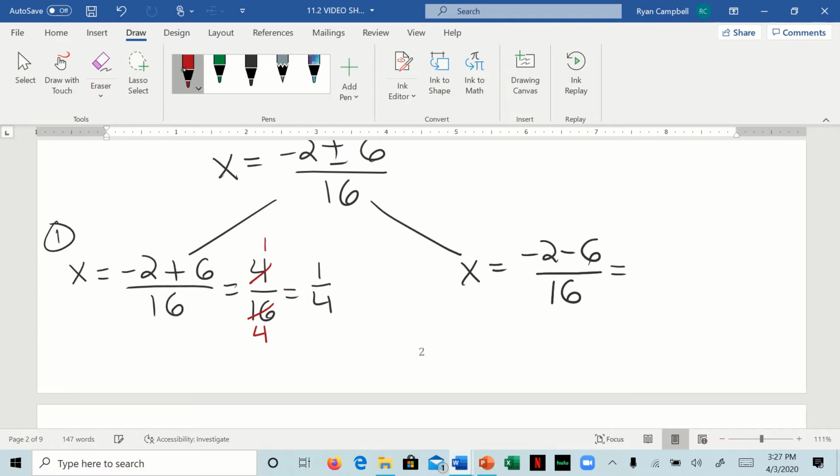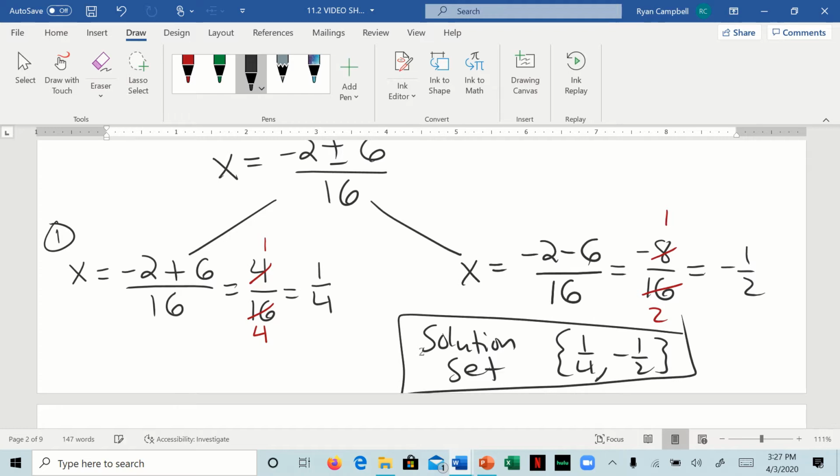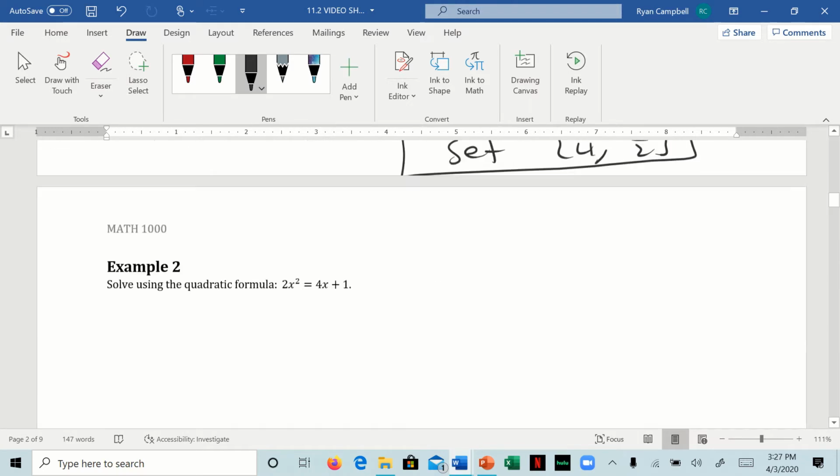In this case, negative 2 minus 6 is going to be negative 8 divided by 16. We can divide top and bottom by 8, so we end up with negative 1/2. So our solution set is 1/4, negative 1/2. And that's it. We're done.